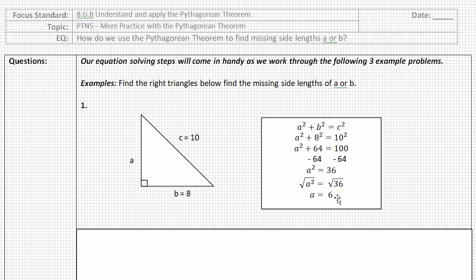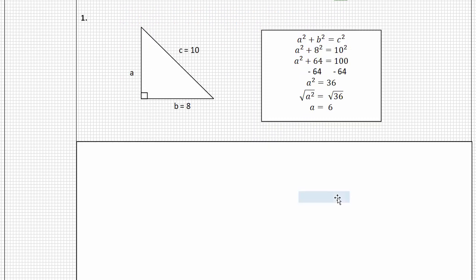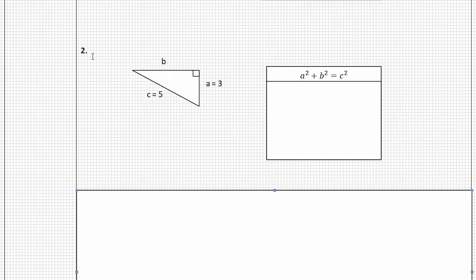So now let's take a look at the next problem. In problem number 2, we're looking at our right triangle. Although it is rotated, we still have one angle with 90 degrees, so we're dealing with a right angle. We know that the hypotenuse, side C, is equal to 5 units. This leg A is equal to 3 units, but we don't know the value of B. So once again, we're going to use the Pythagorean theorem, and we're going to substitute in the values we know for A and C. Go ahead and do that now, and begin to work through the problem.